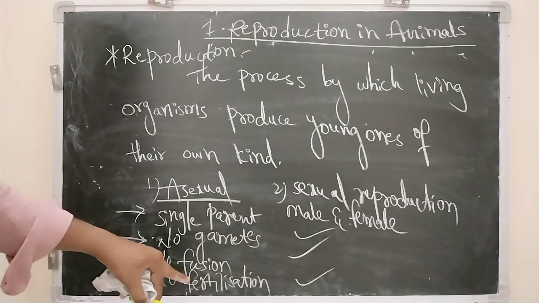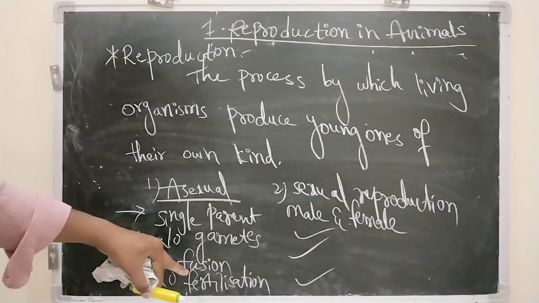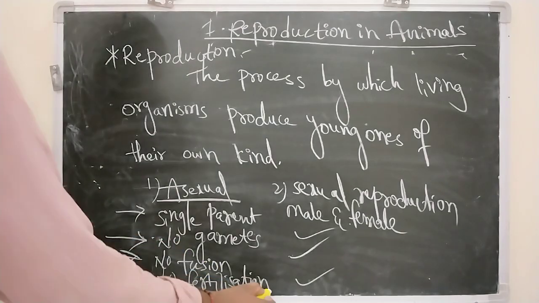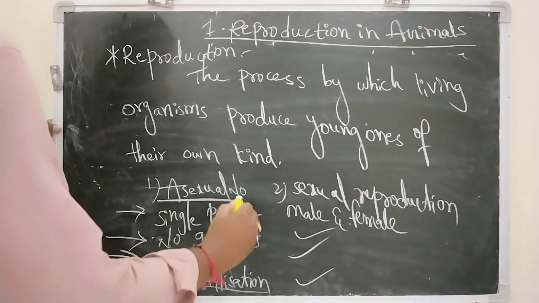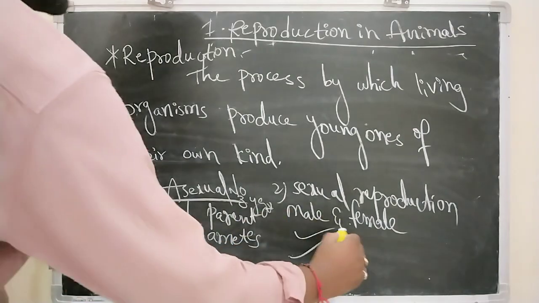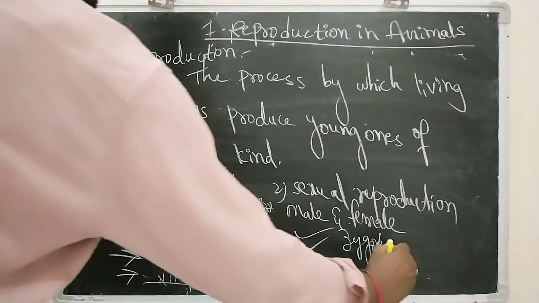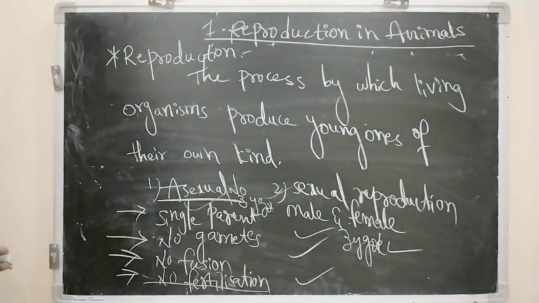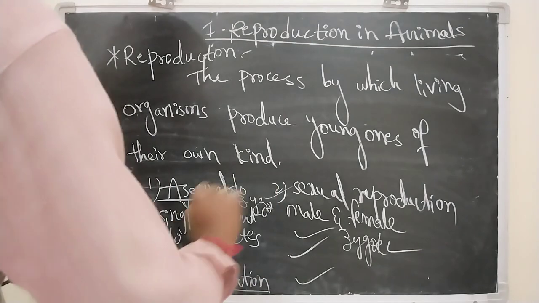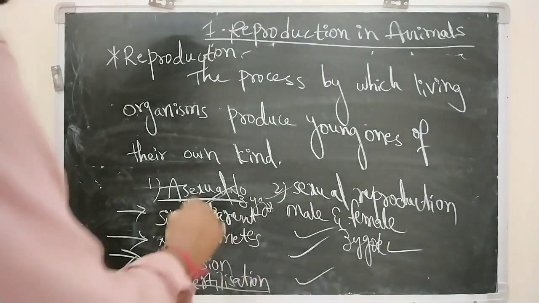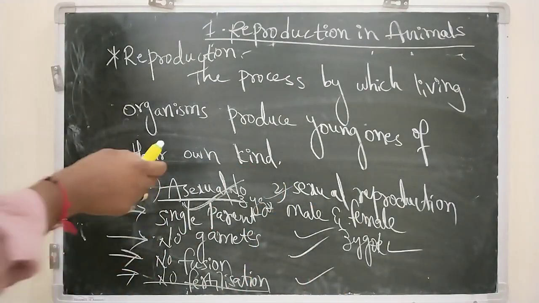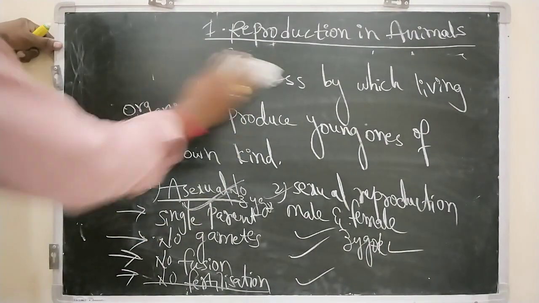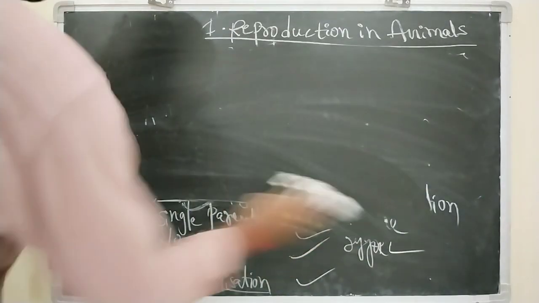And here the zygote formation does not occur. Fertilization process leads to zygote formation. As here fertilization does not occur, no zygote. Here zygote is formed. So these are the differences between asexual reproduction and sexual reproduction. Now we will discuss two types. Of course there are more types in asexual reproduction, but we will discuss two types: one is budding, another one is binary fission.